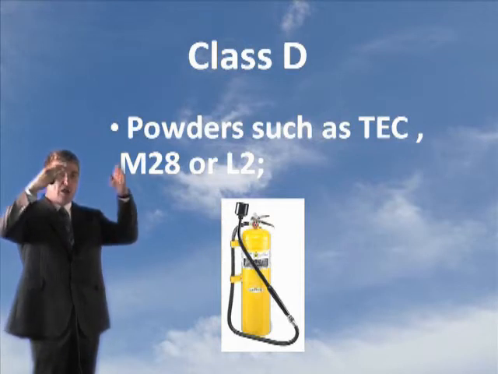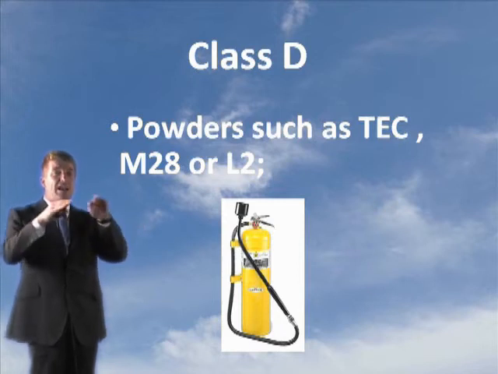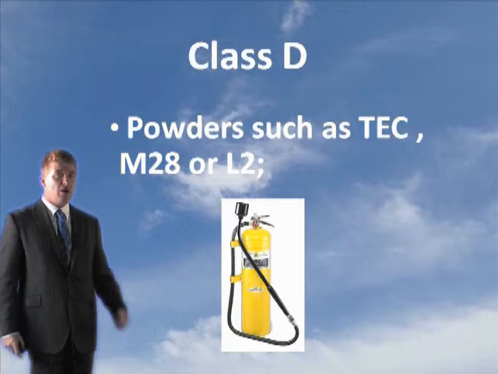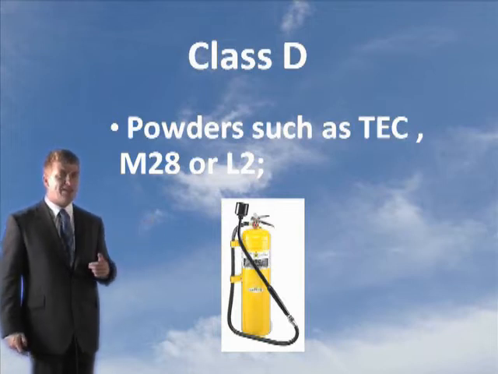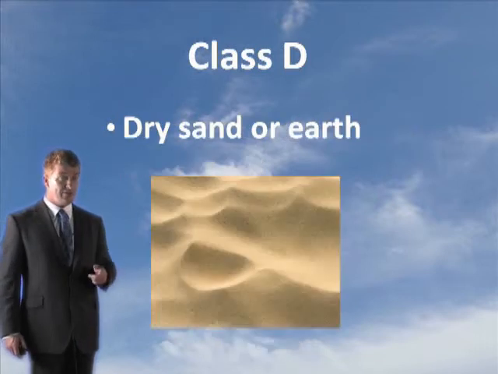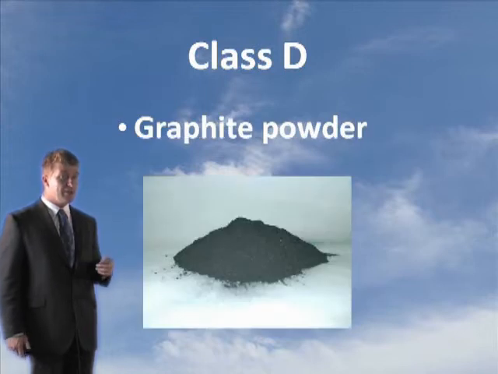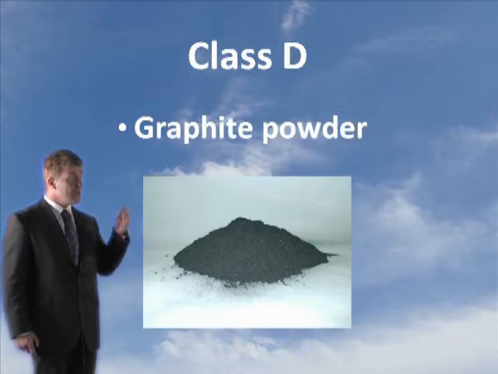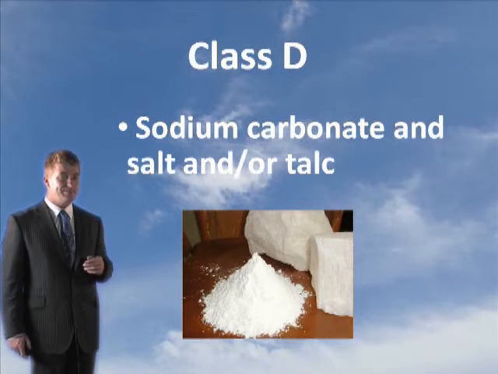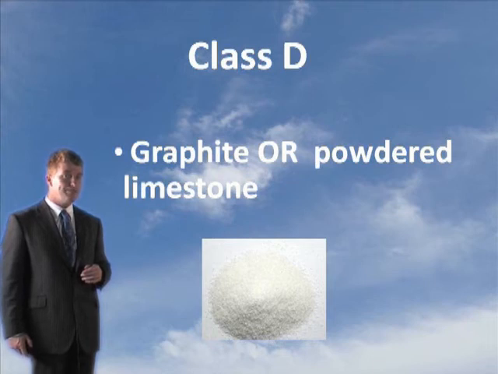It fuses around the magnesium or whatever metal it is at about 450 degrees. It creates a crust and it effectively extinguishes the fire. Or there's another brand called M28 or L2. You can use dry sand, if you can find any, or earth. Graphite powder can be used, sodium carbonate and salt, and you can use talc. Graphite or powdered limestone. So there's a few you can use on these.